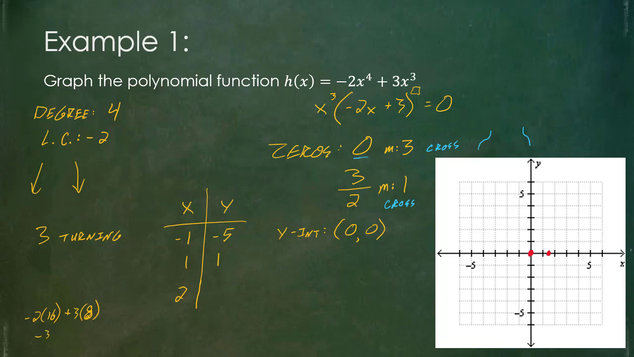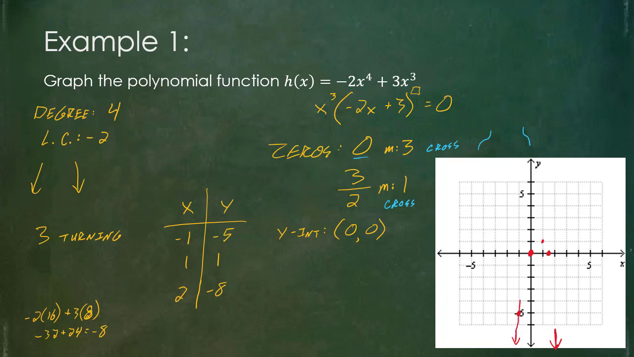So -32 plus 24, that would come back as a -8, which I don't think is actually going to fit on my grid over here. So I know that at +2, it's going to be way down here at -8, so that lets me know that my arrow on the right, which I knew was pointing down from our leading coefficient test, is going to be right about there. 1, 1, I can plot that point. And then -1, -5, that would be down here. So it seems like this arrow is also going to be relatively close to the y-axis.